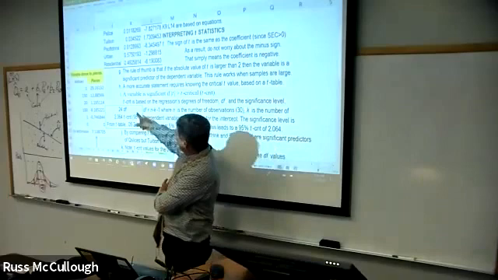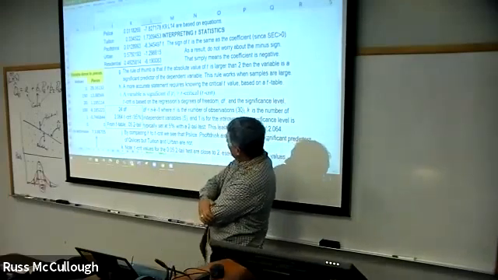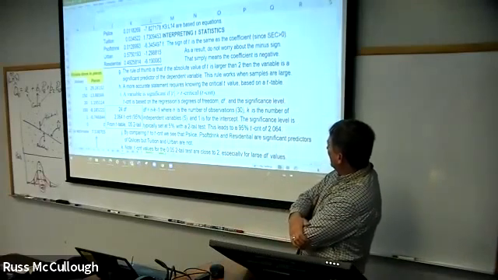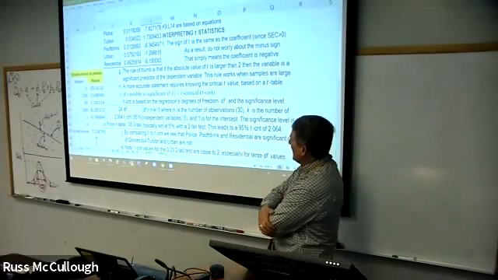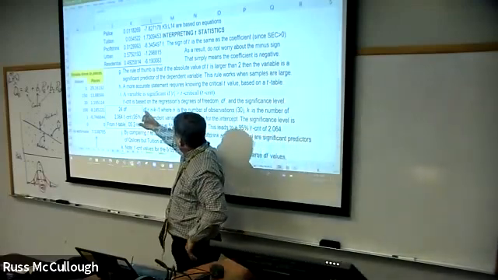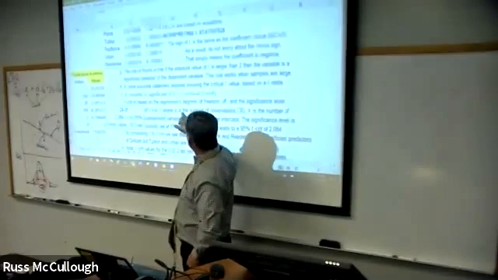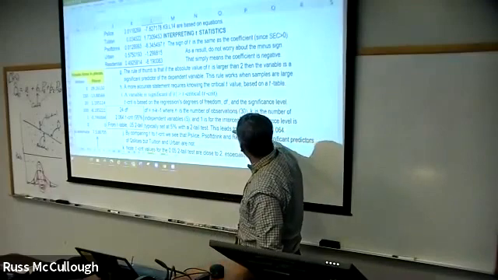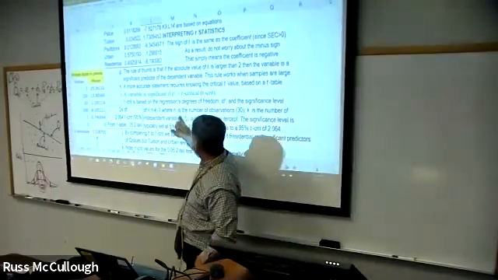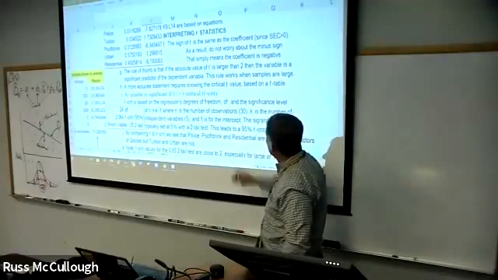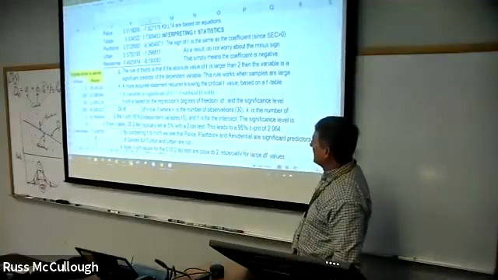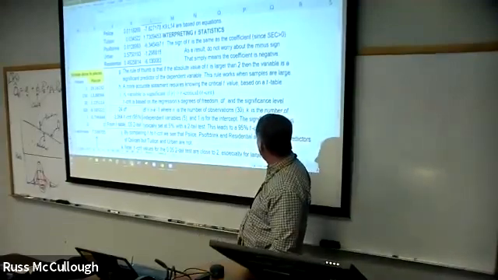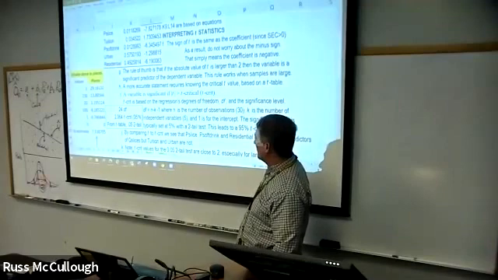T crit, shorthand for t critical, is based on the regression's degrees of freedom, df, and the significance level. DF, degrees of freedom, are n minus k minus 1, where n is the number of observations. There was 30 college observations. K is the number of independent variables. There's 5, and 1 is for the intercept. The significance level is typically set at 5% with a two-tailed test. This leads to a 95% t-critical of 2.